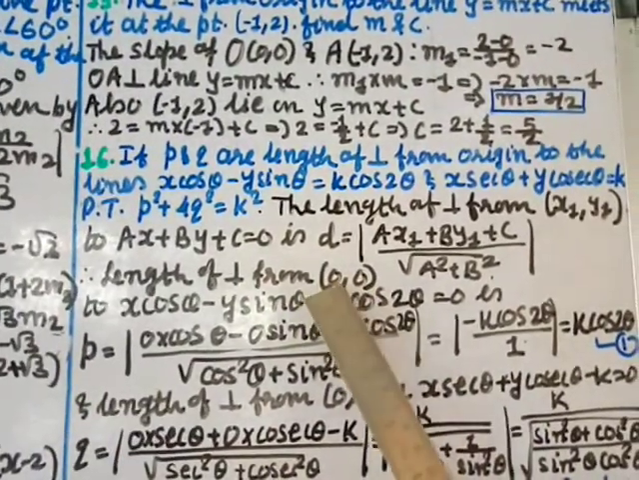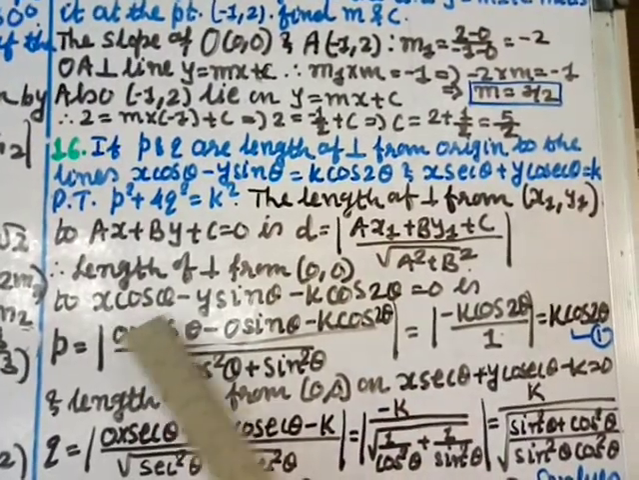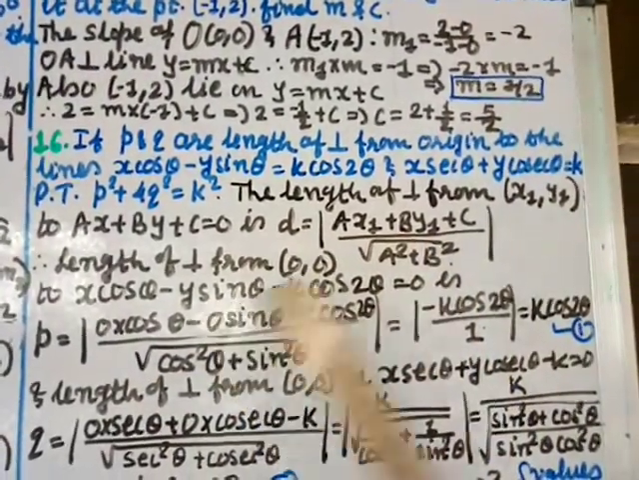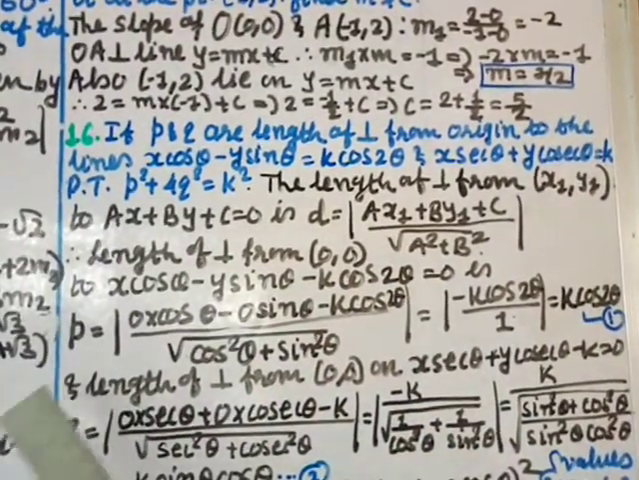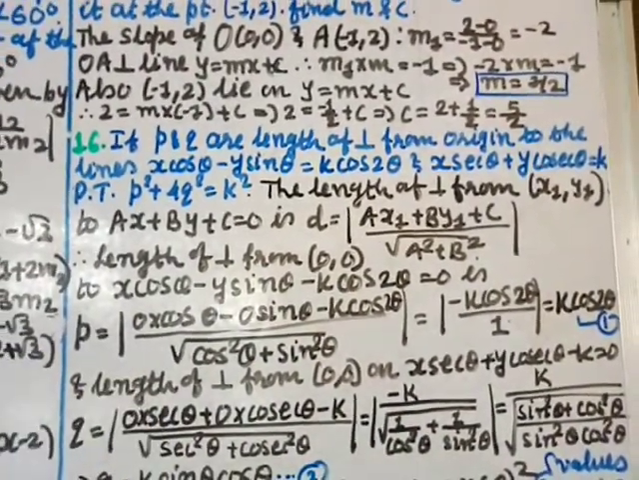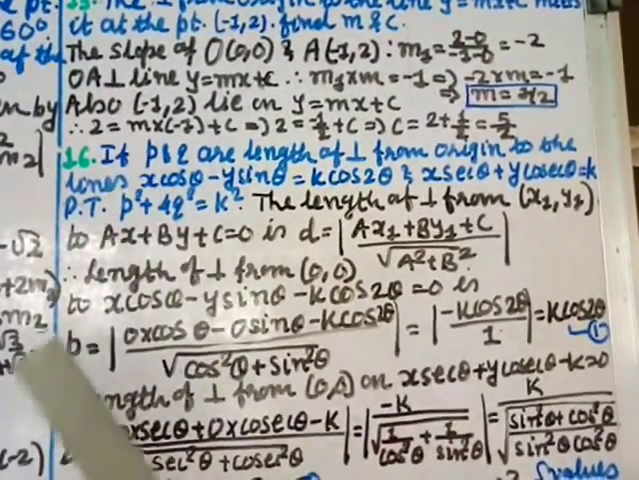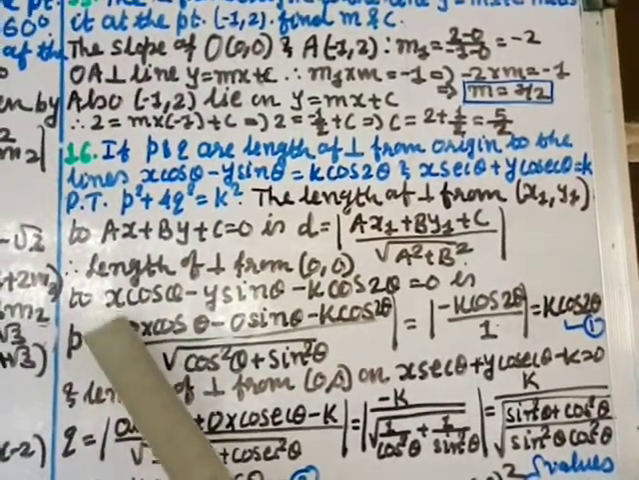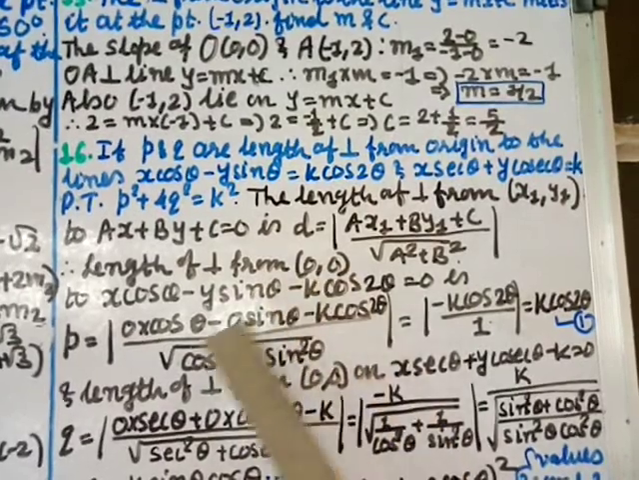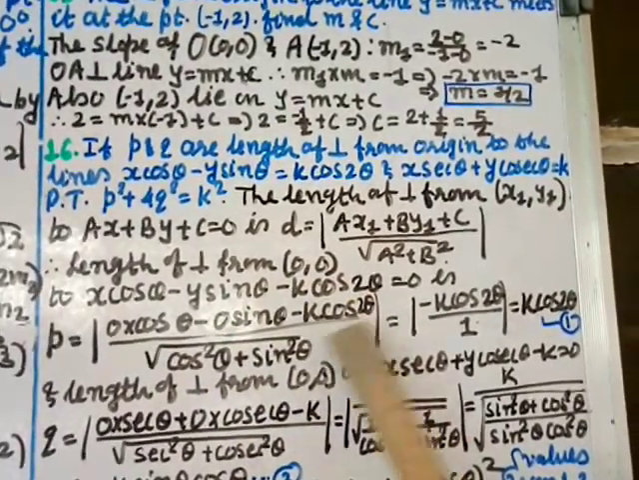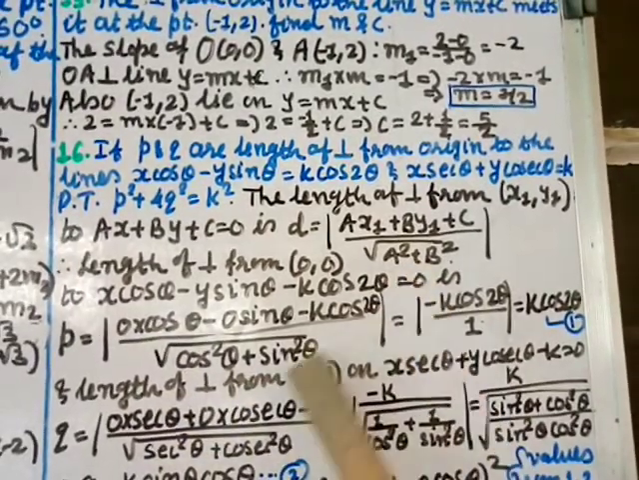Now the point (x1, y1) is (0, 0), so instead of x1, y1 put 0, 0, and a will be cos theta, b will be minus sin theta, and c will be minus k cos 2 theta. Okay, the negative sign you also have to consider. So P is the first value given to us. P is the distance of the origin from here. So P equal to modulus of (0 into cos theta minus 0 into sin theta minus k cos 2 theta) divided by square root of a square plus b square. So a means cos square theta plus b means sin square theta.